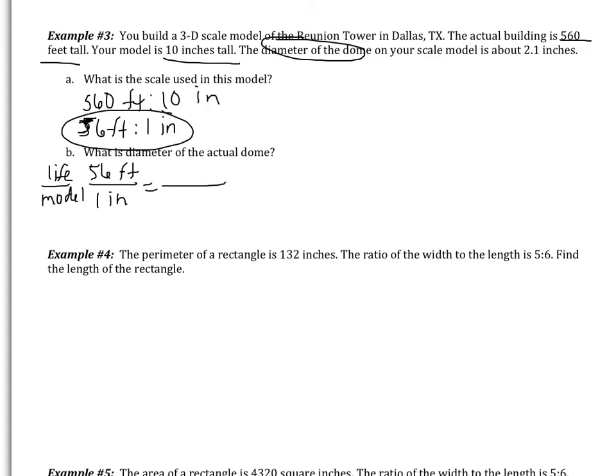That's equal to, pause the video and see if you can finish this on your own, please. Okay, so then we are told the diameter of the dome on the scale model is about 2.1 inches. So on the model, we have 2.1 inches. And then we want to know the actual dome. Now if I use cross product properties, I'm going to multiply 56 by 2.1, and I get 117.6. So the actual dome is 117.6 feet.